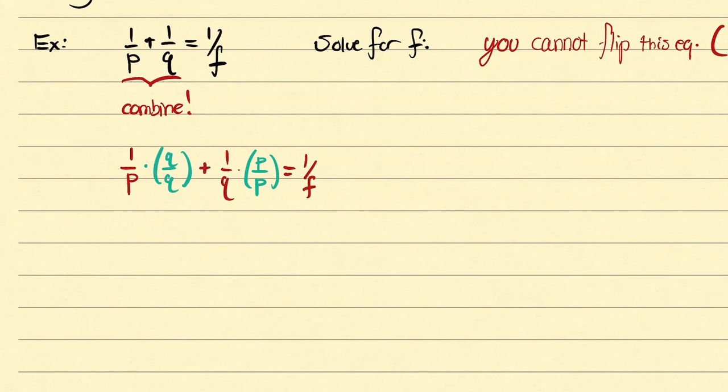Do I need to do the same thing on the right-hand side? Any ideas? Should I multiply by q over q and p over p on the other side as well? Yes. So in general, when we multiply by things on equations, if I do it to one side, I have to do it to the other.